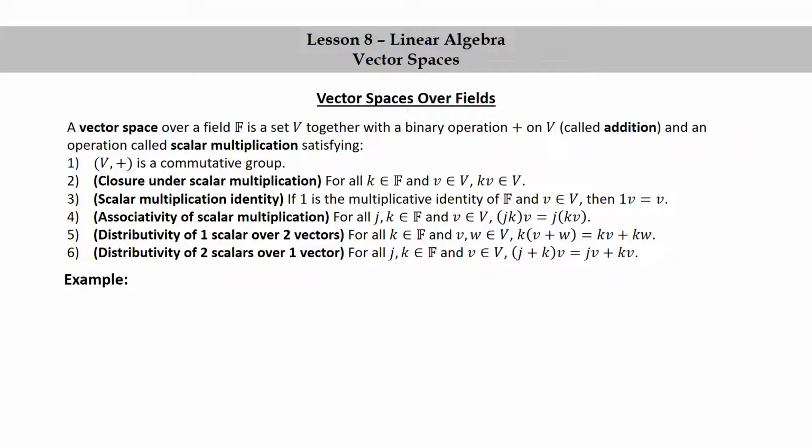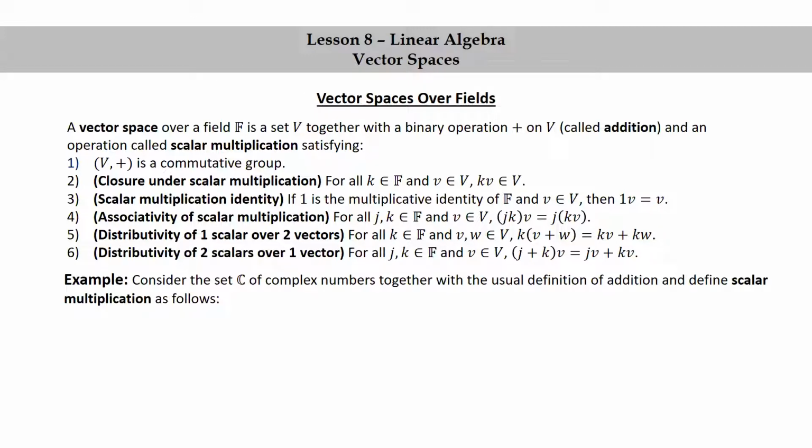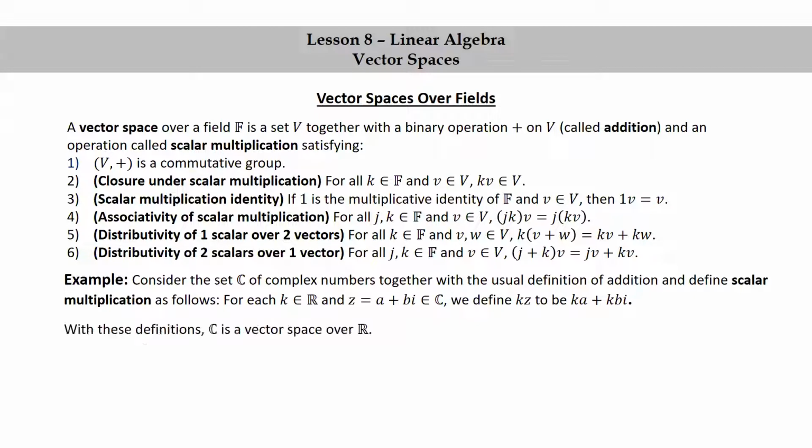Let's look at an example. Consider the set C of complex numbers together with the usual definition of addition and define scalar multiplication as follows. For each scalar k in R, and z equals a plus bi in C, we define kz to be ka plus kbi. Very natural definition for scalar multiplication. With these definitions, C is a vector space over R.